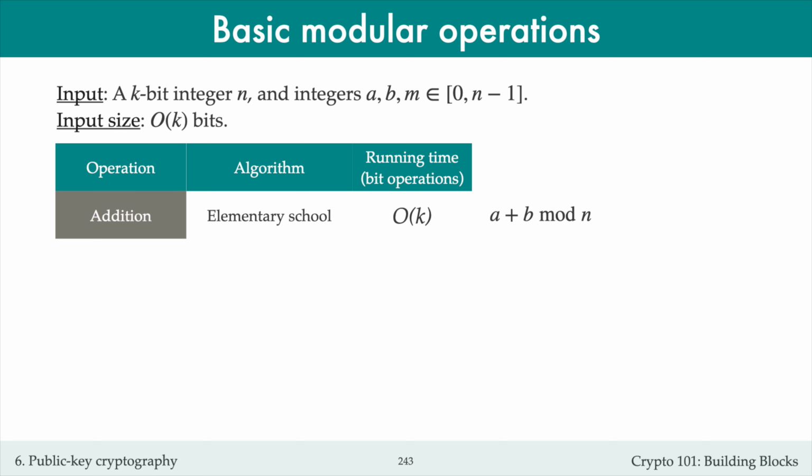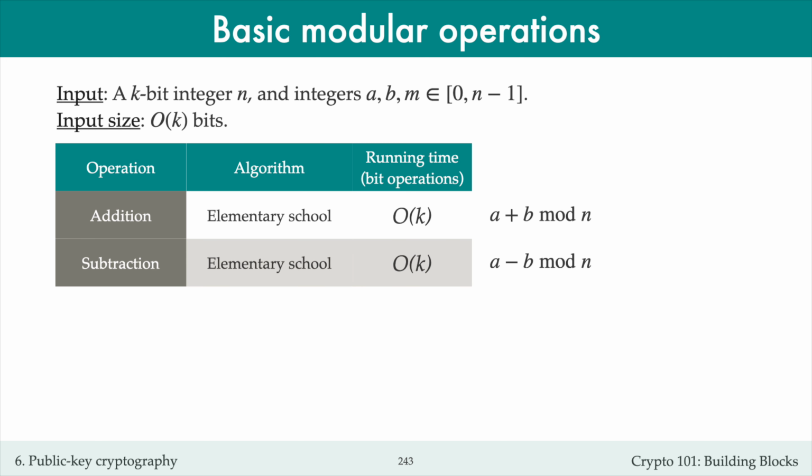We can add a and b modulo n by adding a and b as integers and then subtracting n once if necessary. Since addition and subtraction both take big O of k bit operations, the running time of this algorithm is also big O of k. Similarly, we can compute a minus b modulo n by first computing the integer a minus b, and then adding n once if necessary. This takes big O of k bit operations.